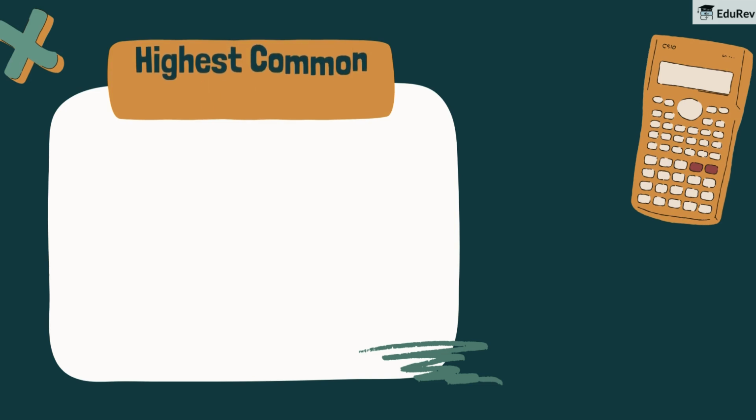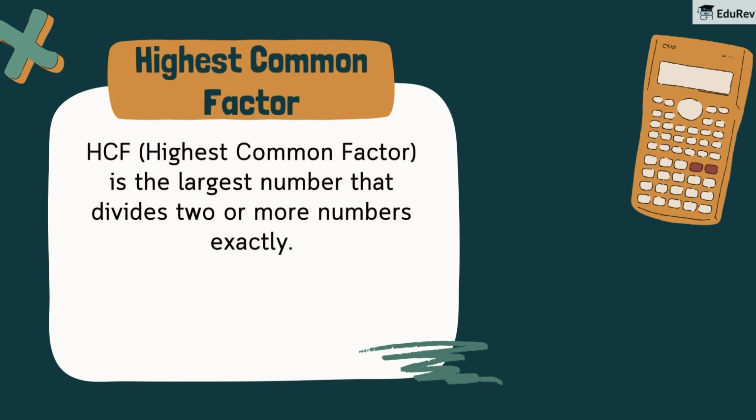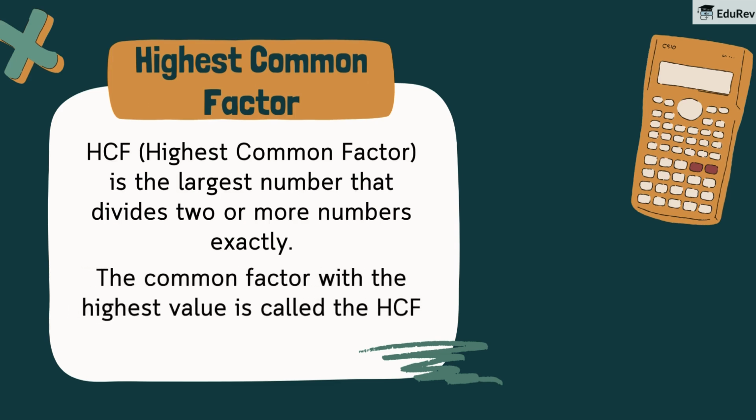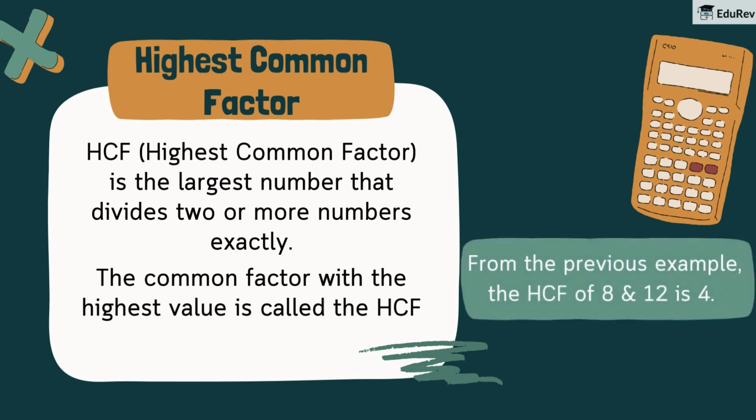Now let's discuss the highest common factor, or HCF. The HCF is the largest number that divides 2 or more numbers exactly. The common factor with the highest value is called the HCF. Using our previous example, the HCF of 8 and 12 is 4.